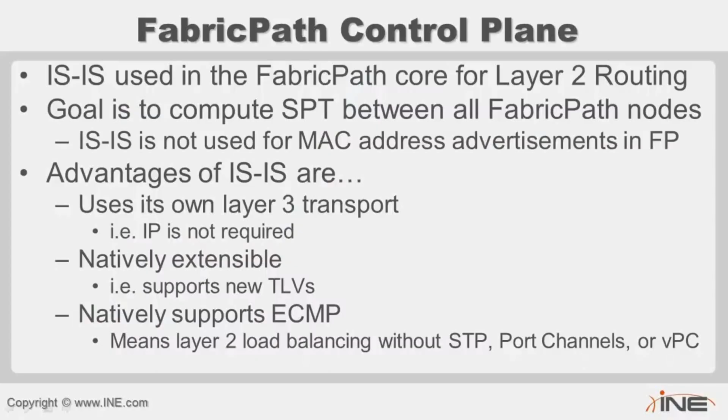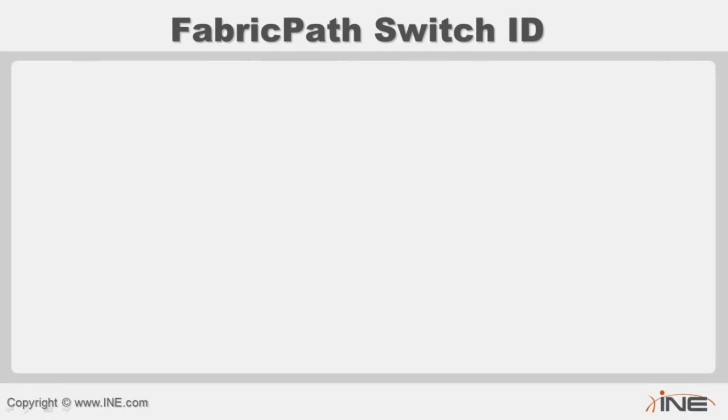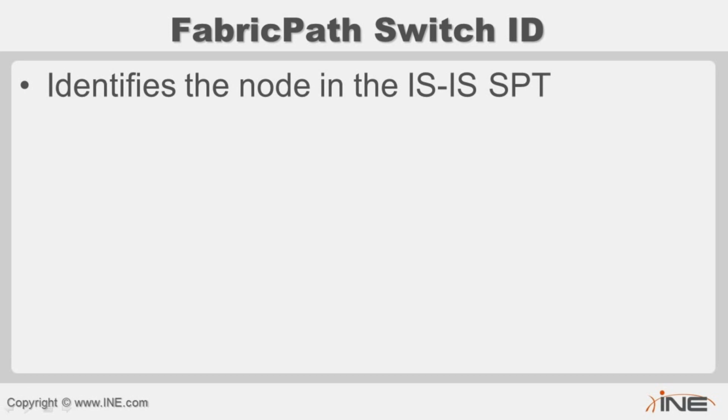Now, in order to allow this control plane to work, one of the important points that's introduced here with FabricPath is the notion of the switch identifier, or the switch ID. Now, this would be analogous to the OSPF router ID or the IS-IS network entity title, the NET address. Essentially, what the switch ID does is to identify the node in the IS-IS shortest path tree. So the goal of SPF is to programmatically solve what is the shortest path from node A to node B, C, D, E, F, G, etc. So all of the devices in the topology.